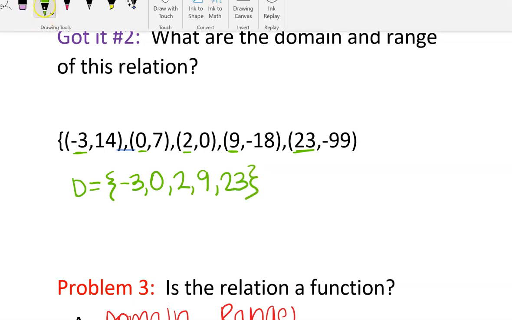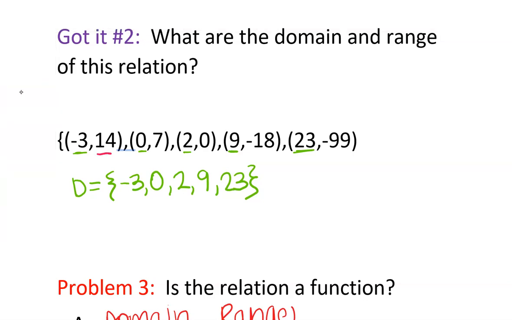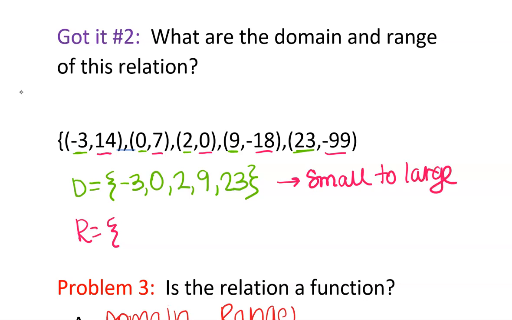And the range elements would be those that I'm doing in pink. Make sure these go from small to large. And the y elements again. So with this one, the smallest one looks like it's -99. And they go in reverse order. -18. Then it's going to be 0, 7, and 14. So make sure those elements are small to large.